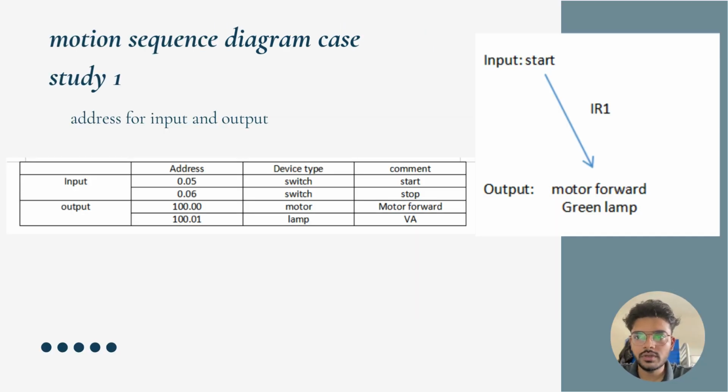So we are going to look at the motion sequence diagram, case study 1. Here our address is the address for input and output. Our input is address 0.05 and 0.06, which we comment as start and stop. Our start is 0.05 and our stop is 0.06, and our output is 100.00 and 100.01, which goes to the motor and lamp. The comment is motor forward for 100.00 and 100.01 is for our VA.